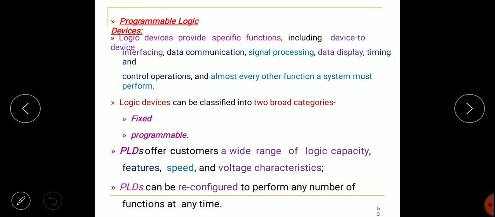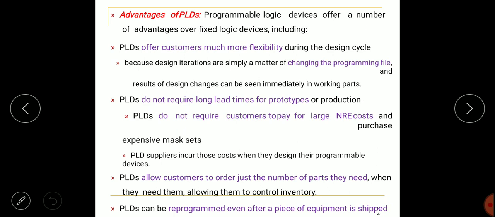Okay. PLDs offer customers a wide range of logic capacity, features, speed, and voltage characteristics. PLDs can be reconfigured to perform any number of functions at any time. These are the points of the PLDs. And let's discuss the advantages of PLDs.